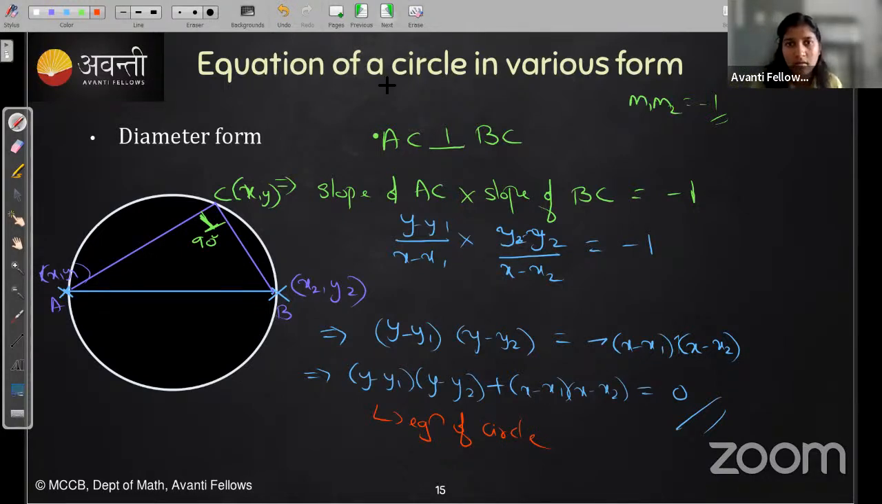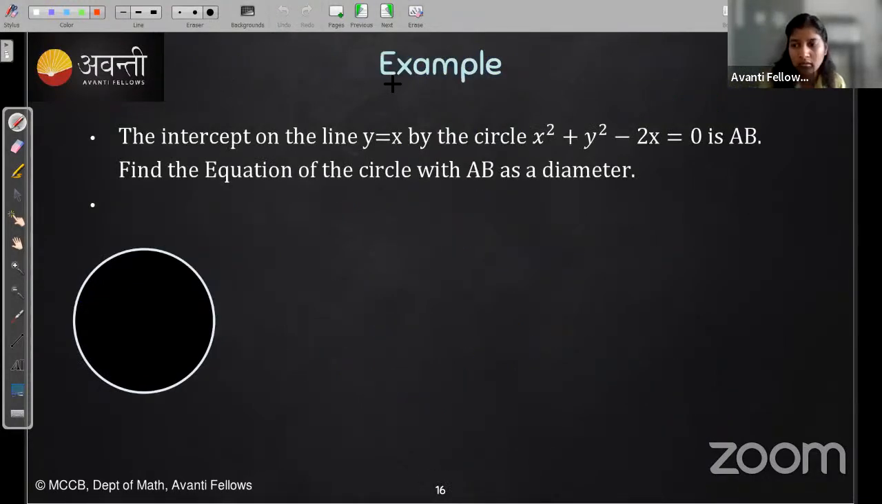We'll go to the next. There's one example over here. Just look at the example and tell me what will be the equation. The example says that the intercept on the line y equal to x by the circle x square plus y square minus 2x equal to 0 is AB. Find the equation of the circle with AB as a diameter. Well, we know how the equation works. If this is the coordinate system. Wait.